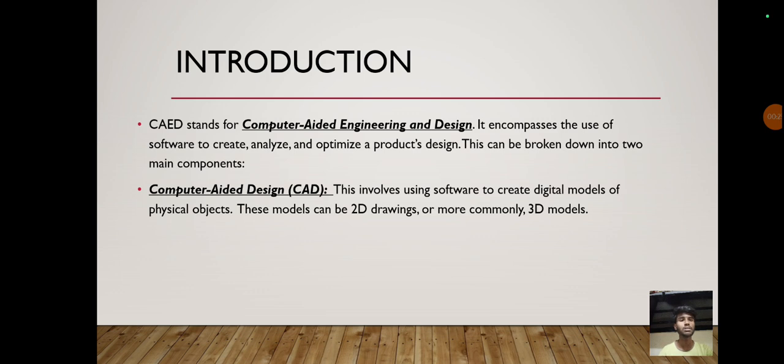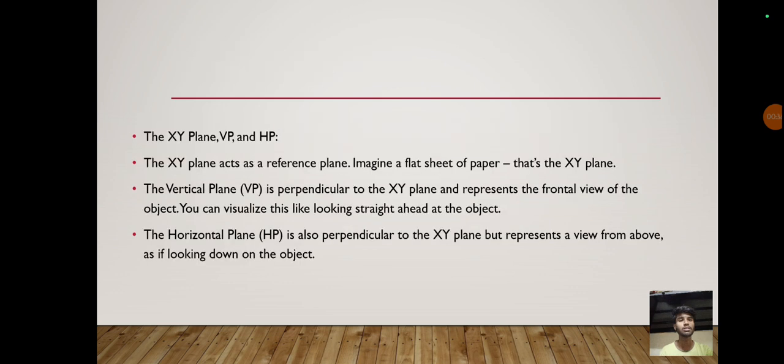This can be broken down into two main components. Computer-aided design, that involves using software to create digital models of physical objects. This model can be 2D drawings or, more commonly, 3D models.